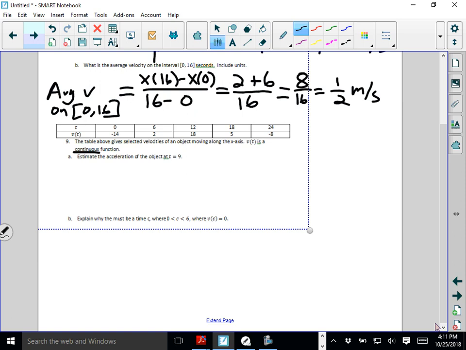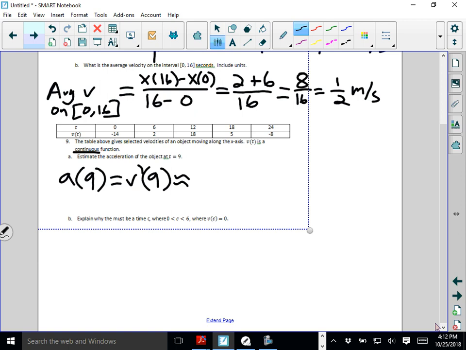A says, estimate the acceleration of the object at t equals 9. So we have information on velocity. We're asked about acceleration. This is obviously going to be a derivative, right? A of 9 always is going to equal the derivative of velocity at 9. And we're estimating here again, so this is just like part A on question 8. However, we're going from velocity to acceleration instead of position to velocity.